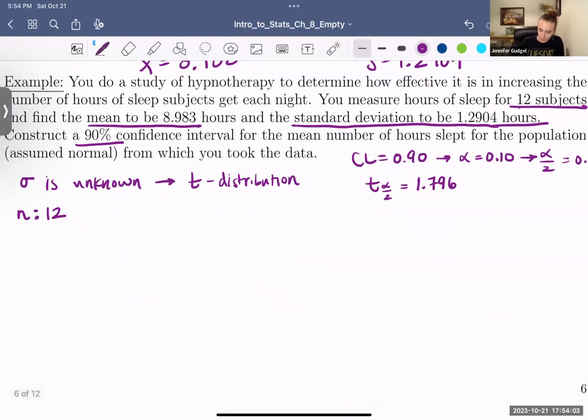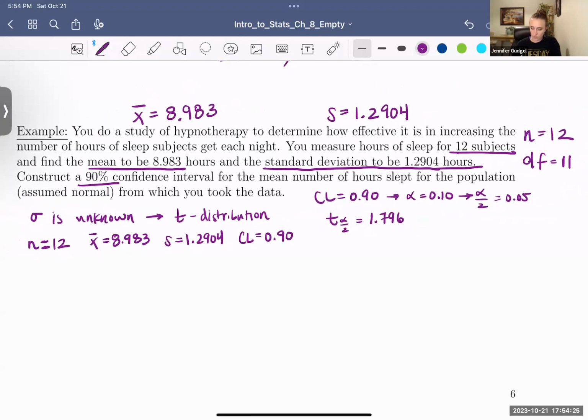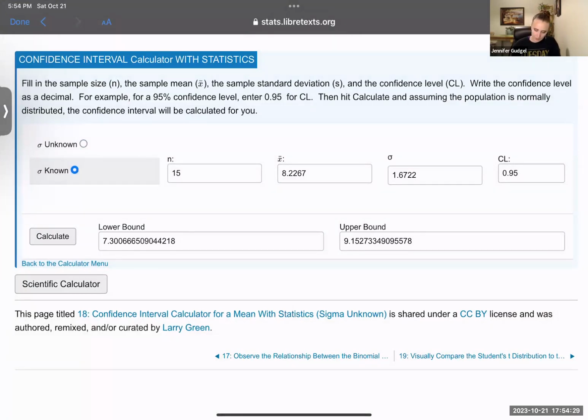We have our N of 12. We have our X bar of 8.983. We have our S of 1.2904. We had our confidence level of 0.90. And sigma is unknown. So we're doing a T distribution.